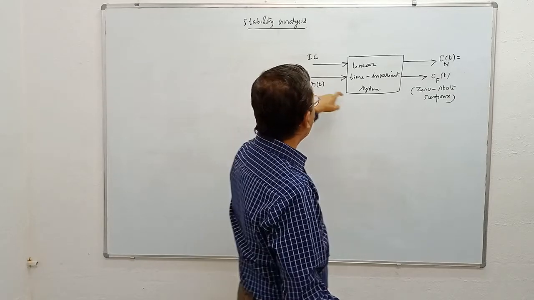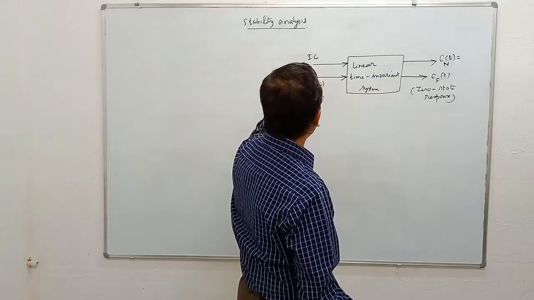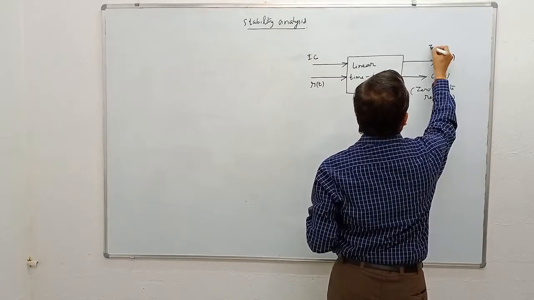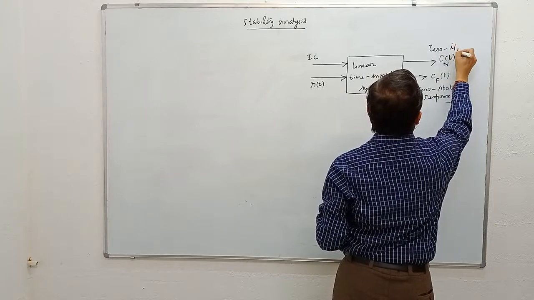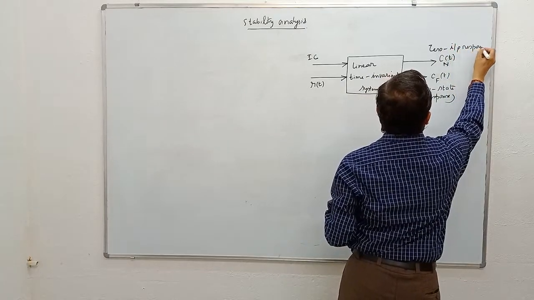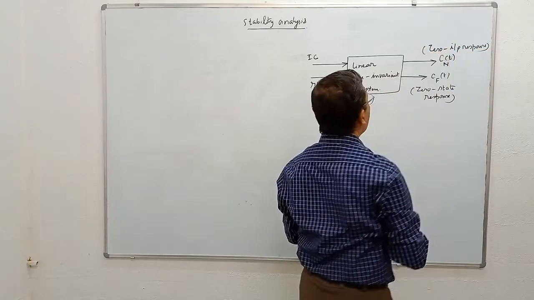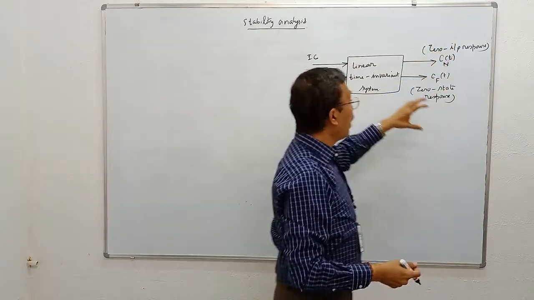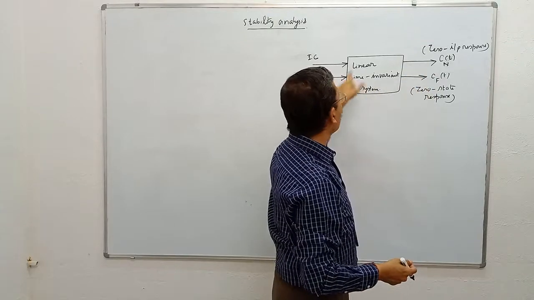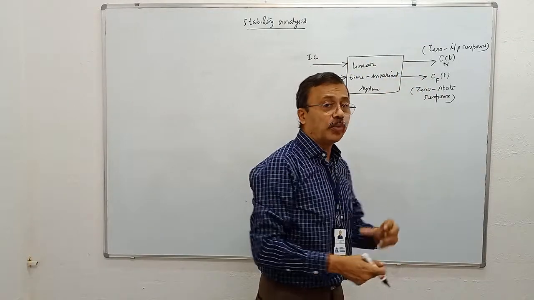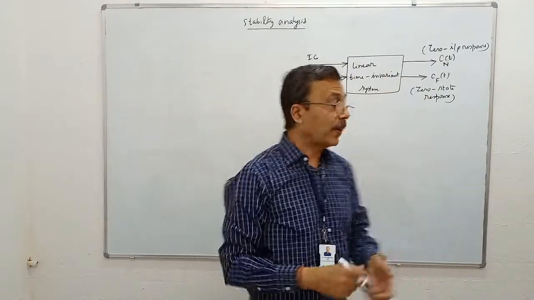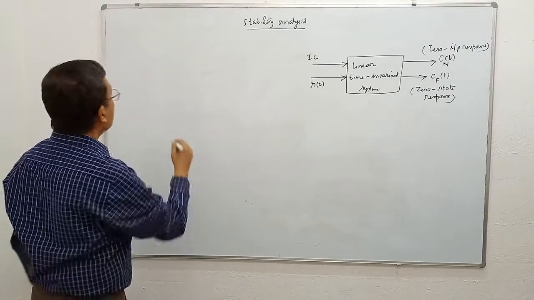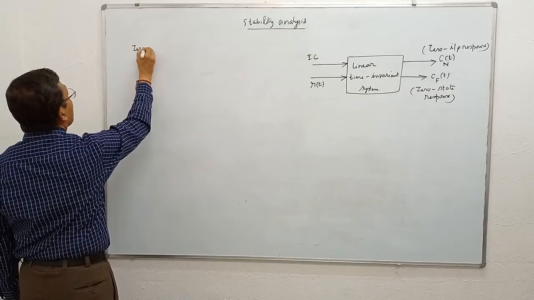When you want to find zero input response, you have to make the input equal to 0. Cn of t is called zero input response. So the total response of the system is zero state response plus zero input response. You can add both these responses because the system is linear and it obeys the principle of superposition. So I am going to explain what is meant by zero state response.